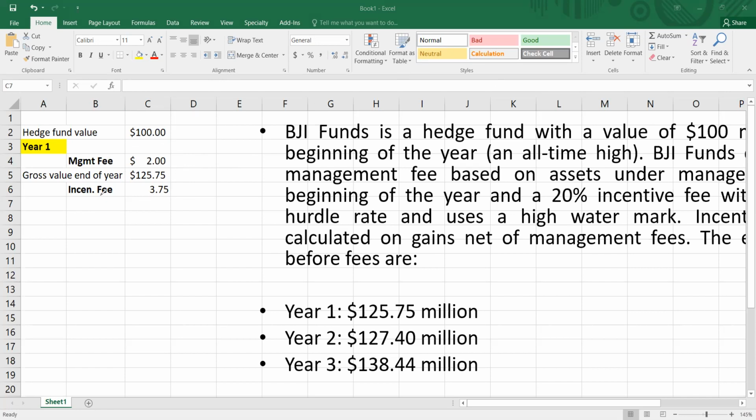So then we'll proceed further. Our incentive fee is equal to 3.75 million. Okay, let me dollarize it. Then we have to calculate the total fee. This plus management fee. Total fee that hedge funds earn from this transaction within the year.